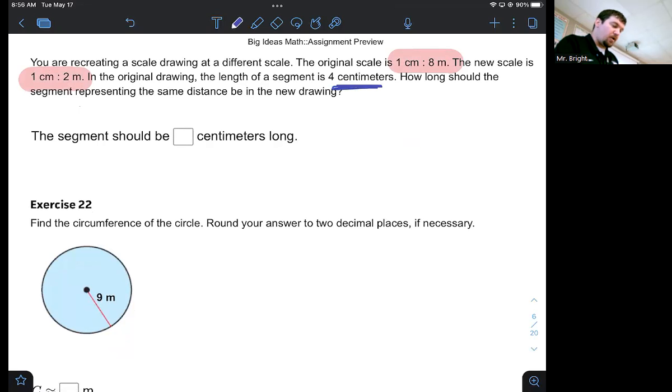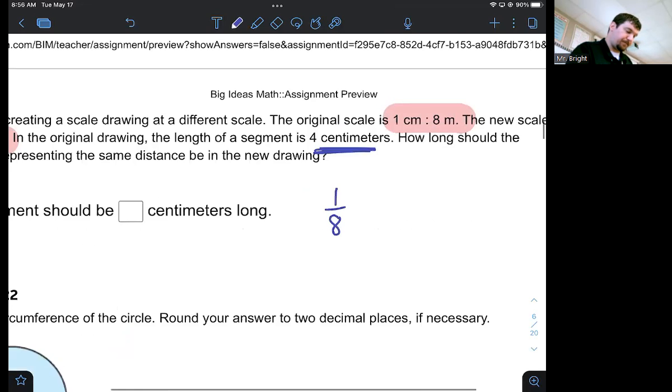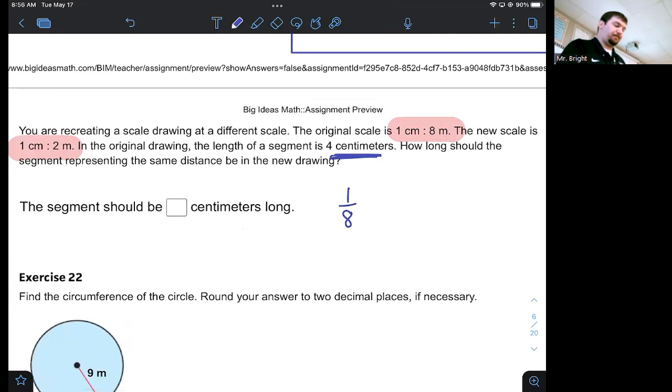Okay, so they're going from a scale of 1/8, 1 centimeter to 8 meters, to 1/2, 1 centimeter to 2 meters. Does that mean that this new figure is going to be smaller or larger? Why larger? That's right. 1/2 is bigger than 1/8.